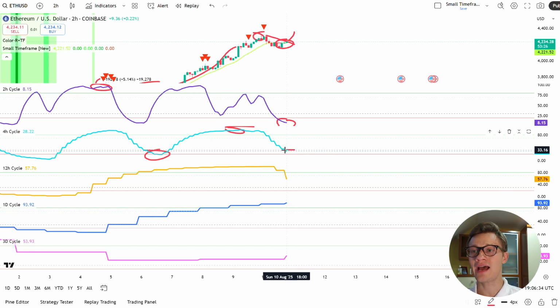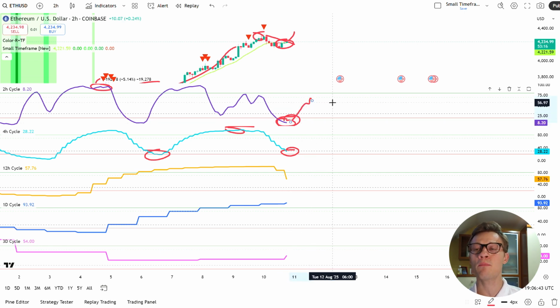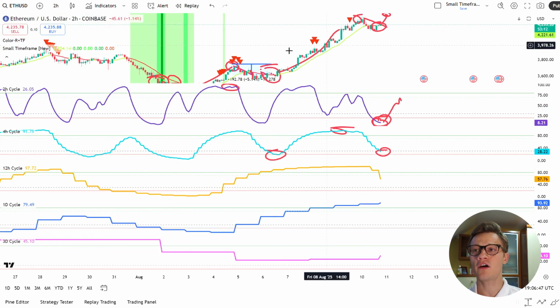And guess what? Tonight, Ethereum is going to pump because the 4-hour cycle is going to go to the bottom. The 2-hour cycle is going to be at the bottom. So we are definitely going to pump tonight, maybe even until morning or maybe midday of Monday. And this is where I'm going to close my long for profit.